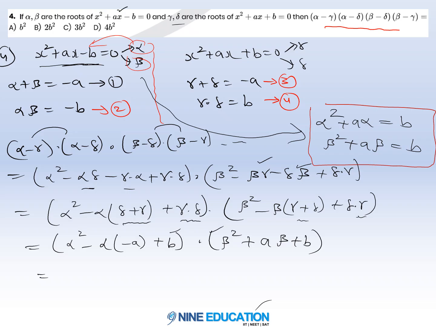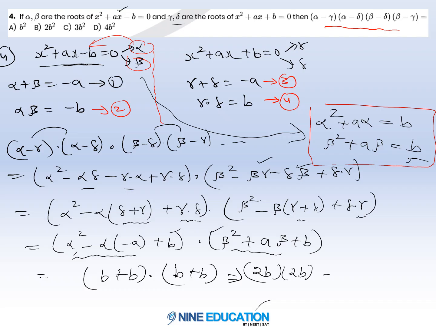Now we can utilize these two results. So alpha square plus a alpha here, alpha square plus a alpha can be replaced as b. So it will be b plus b into, here beta square plus a beta can also be replaced as b. So which is again b plus b. So b plus b, 2b into 2 betas, which is 4b square. Option B.